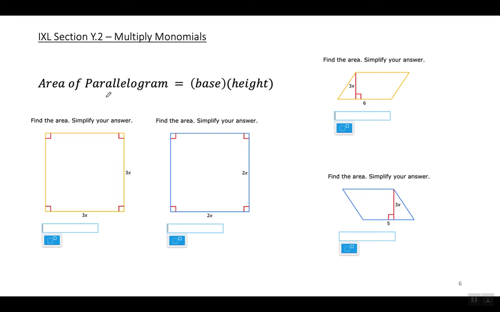Para la área de un paralelogramo se multiplica la base por la altura. All right, so 3x times 3x is 9x to the second power. And 2x times 2x is 4x to the second power. Because you add up the x times the x is x squared. Over here, 6 times 3x is 18x. Like I said, this is very simple. 5 times 3x is 15x. Okay, esto debe ser bien fácil.